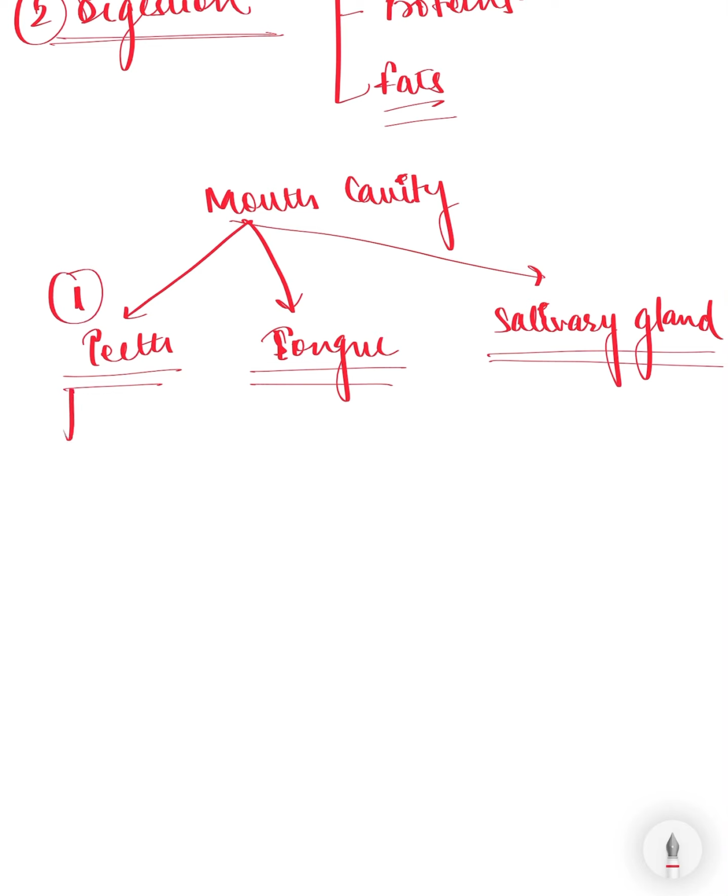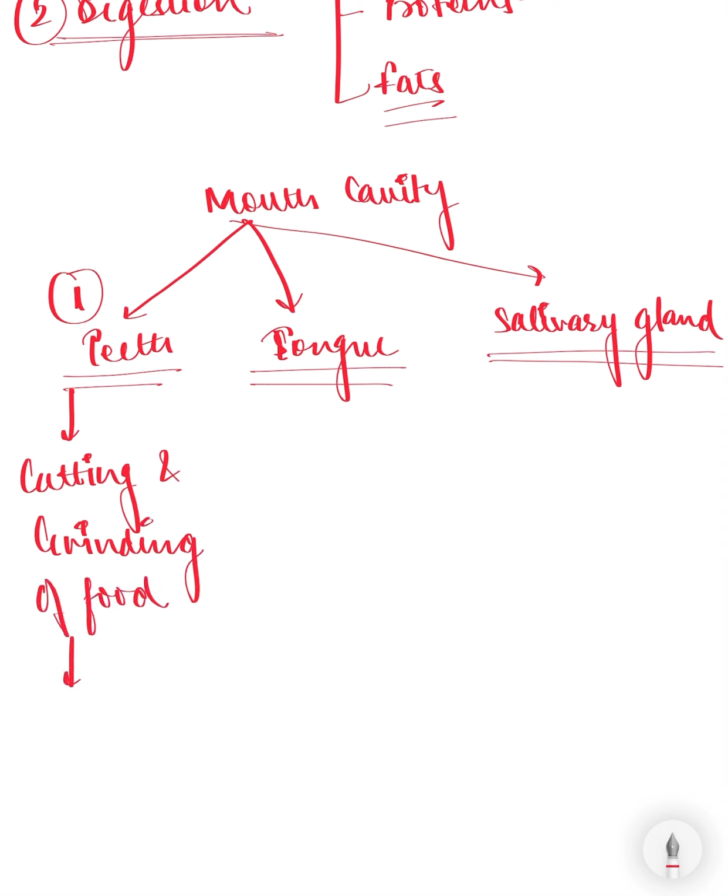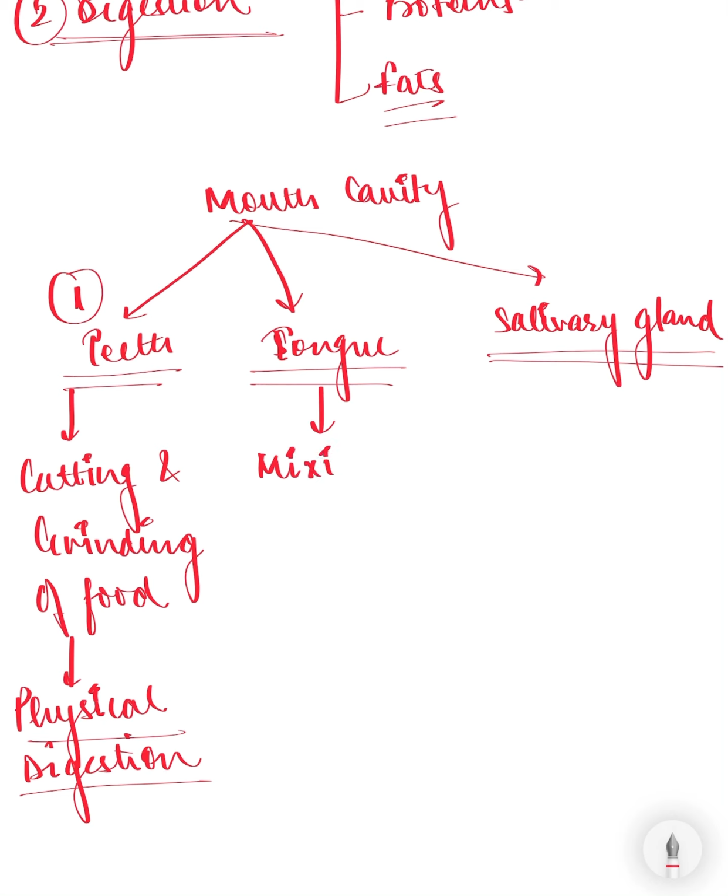First are the teeth. They help in the cutting and grinding of the food. That is why it helps in the physical digestion, where it is using physical forces to cut down the food. Right? Now, the second is the tongue. It helps in the mixing of food with the saliva so that it can moisten the food.